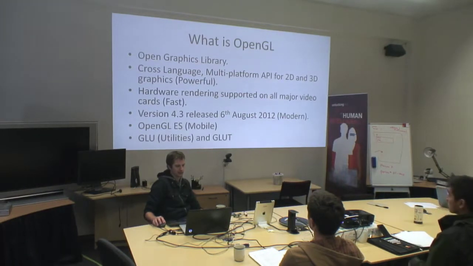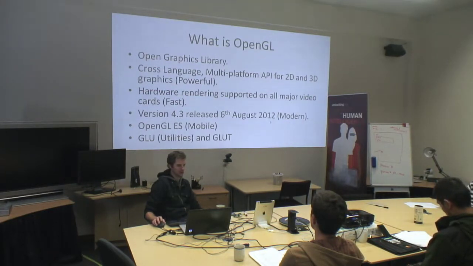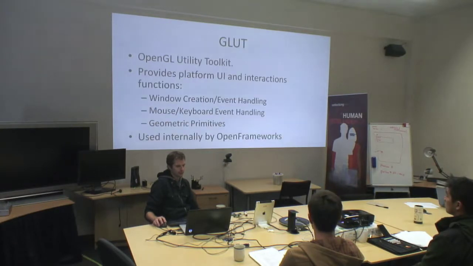There's probably a more recent version out now, but version 4.3 was released in 2012, so it's fairly modern. There's OpenGL ES, which runs on mobile, and some other libraries as well. OpenGL was the base one, then there's GLU, which provides a bunch of utilities on top of that, and GLUT, which provides stuff like creating windows and mouse events. GLUT is the OpenGL Utility Toolkit, and provides platform UI.